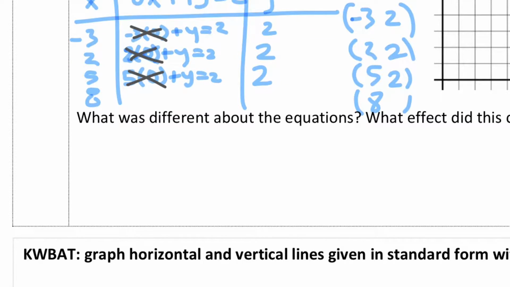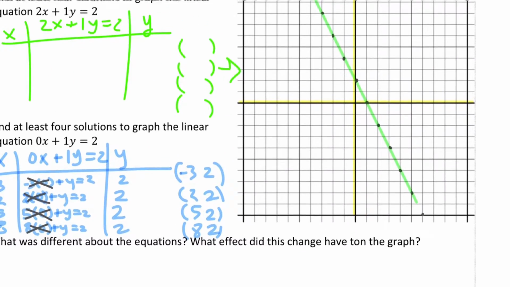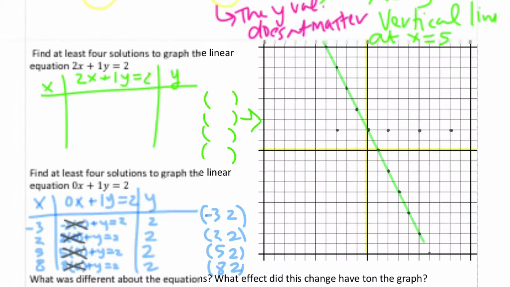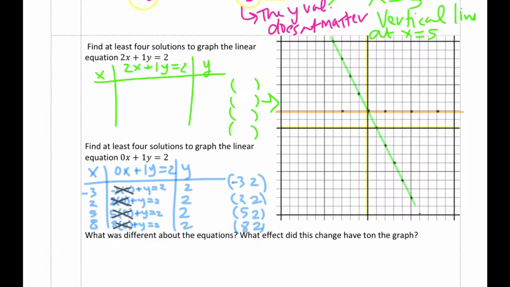And our last one, if we plug in 8 here, 8 times 0 plus y equals 2. Anything times 0 is 0, so y equals 2. So this gives us our 4 points here. Okay, so putting these 4 points on the graph, connect these with a line here. Okay, we end up with that orange line there.